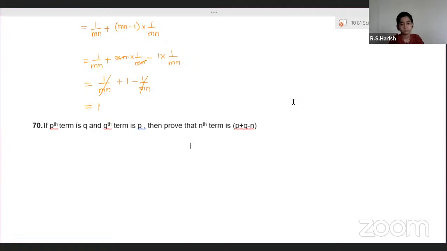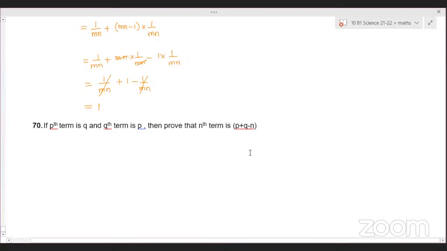So the pth term is q, and the qth term is p. That means the 10th term is 15 and the 15th term is 10. Then prove that the nth term is p plus q minus n. That is the general term, so any position term we can calculate by the formula p plus q minus n. If the 10th term is 15 and the 15th term is 10, then the nth term of that AP will be 10 plus 15 minus n, so 25 minus n will be any term of that AP.